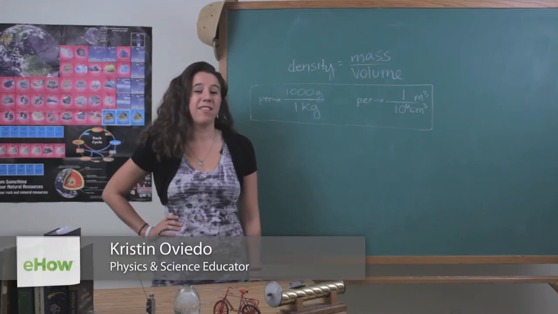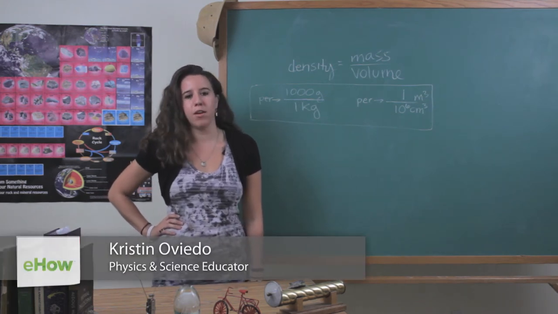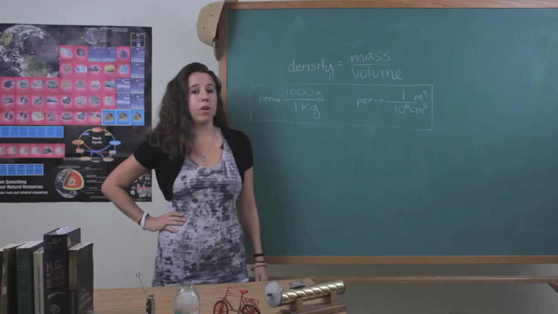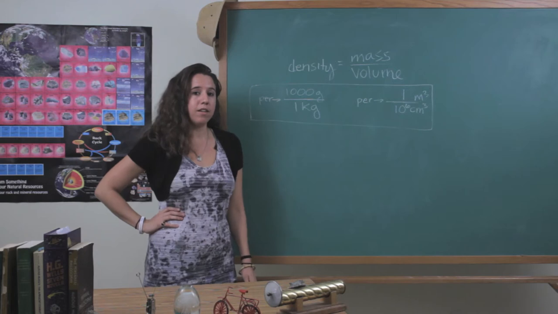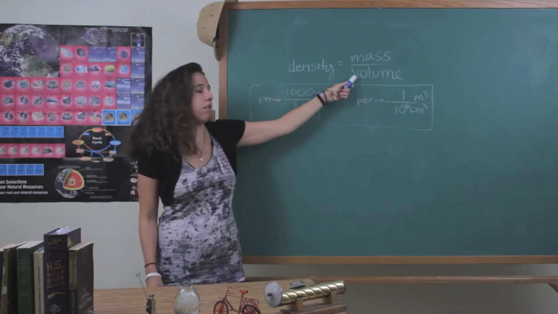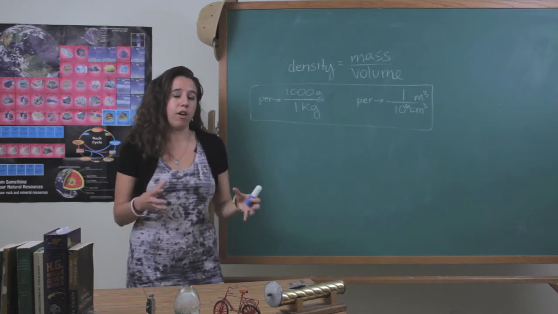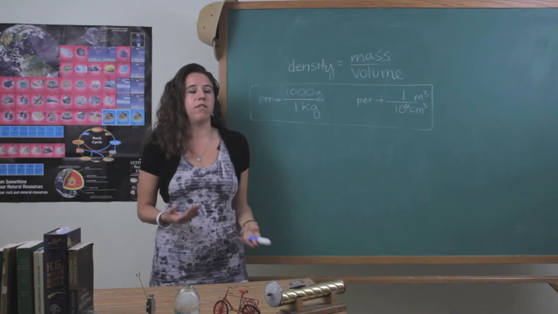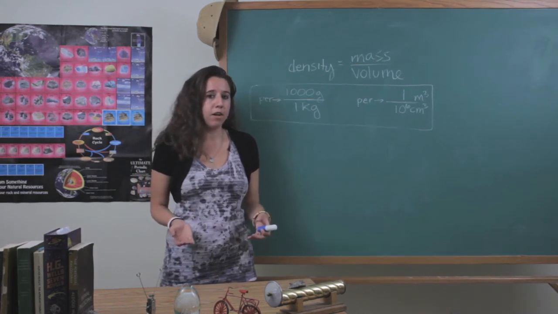I'm Kristin Oviedo, and this is how to determine the density of a liquid in grams per centimeter cubed. So we're going to start by defining what density is. Density is a measurement of mass over a certain volume. So basically how much stuff you have packed into a certain space. And there's all kinds of density measurements out there.